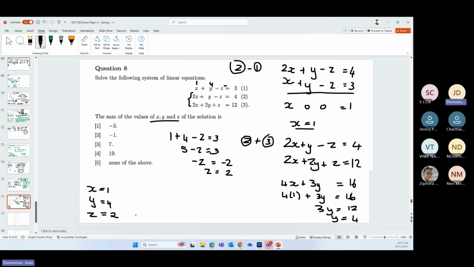Okay, and they've asked us the sum. So 2 plus 4 plus 1 is equal to 7.